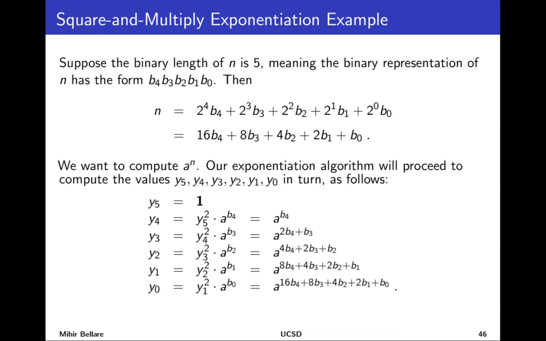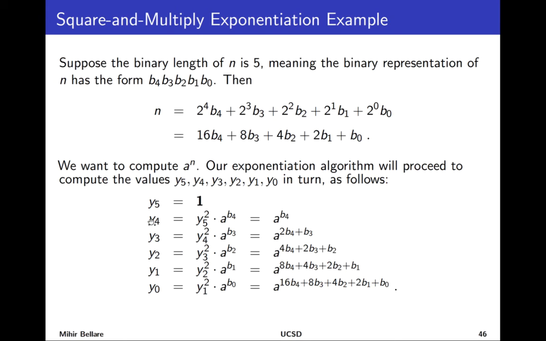So write it in bits as b4 through b0, with b4 the most significant bit. As an integer, it says n has this binary expansion, which worked out in more detail looks like this. So what we want is to compute a to the power n inside the group. So let's do it like this. Start by setting a variable y5 to the group identity element.